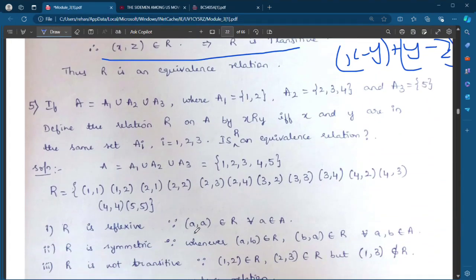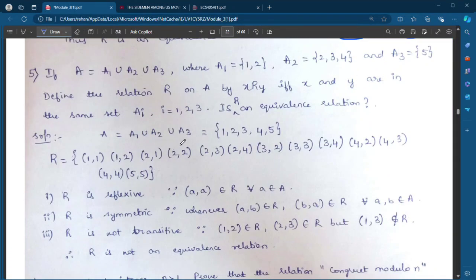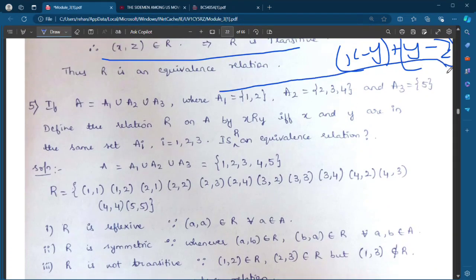Same way, if A1 union A2 union A3, okay, A is equal to this, where A1 is equal to 1 comma 2, A2 is equal to 2 comma 3 comma 4, and A3 is equal to 5. Define the relation R on A by x R y if and only if x and y are in the same set Ai, where i is equal to 1 comma 2 comma 3. Is R an equivalence relation? They have asked. Now see here, A is equal to A1 union A2 union A3. So among these three sets I have to take the union. I won't write the numbers which are repeating. So 1, 2, 3, 4, 5.